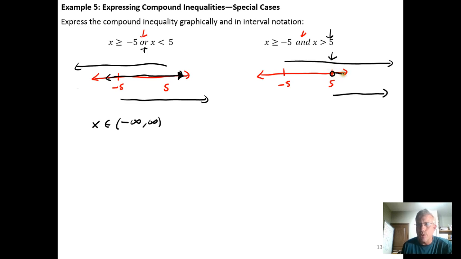So the solutions are going to go from 5 to infinity. So graphically, the solutions are going off from here this way. And then in interval notation, we wind up with x as an element of the open interval from 5 to infinity.